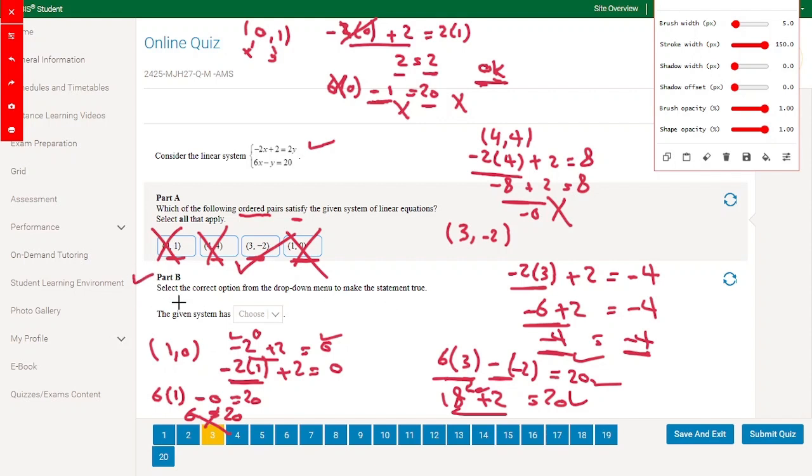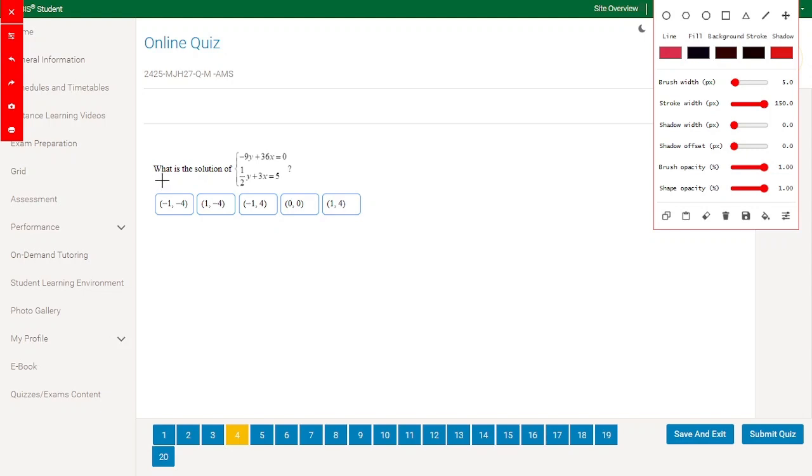Now, number B. Select the correct option from the drop-down menu to make the statement true. So the given system has exactly one solution. One solution. Okay. What is the solution of minus 9y plus 36x equal to 0? And we have half y plus 3x equal to 5. And we have these points.